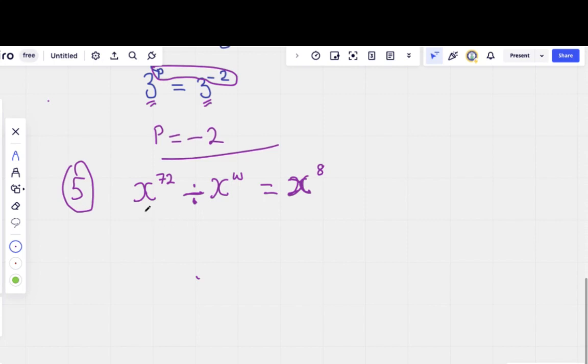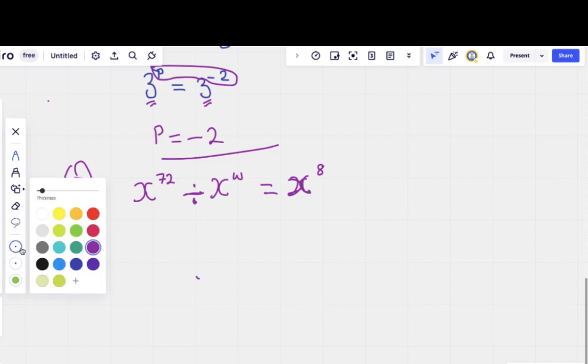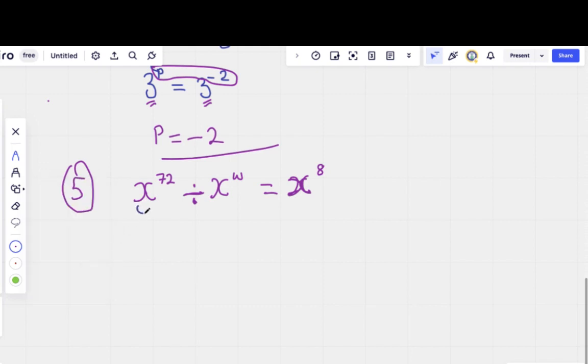Okay. We're going to apply first law here. Sorry, second law. Switch the x to the power of 72 to the other side so we can minus them? No. You know what we do? We apply the second law of indices here. They have the same base, x to the power of 72, x to the power of w. So let's first of all solve this one using the second law.